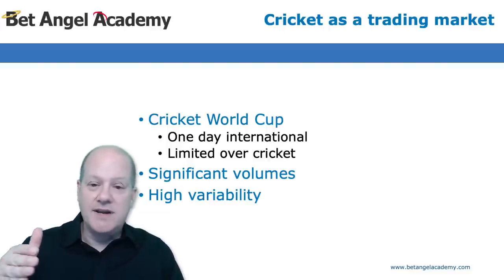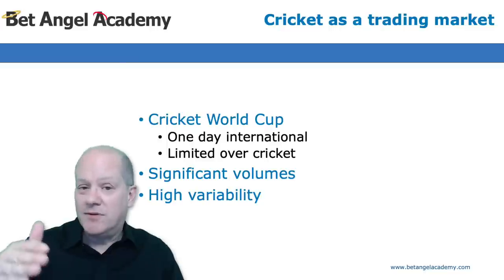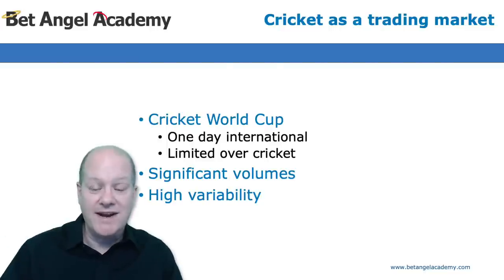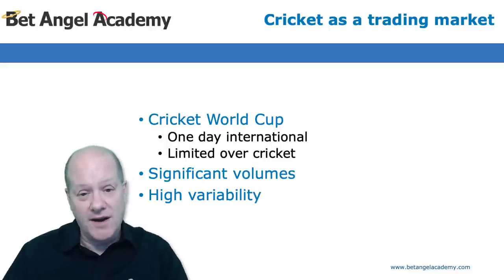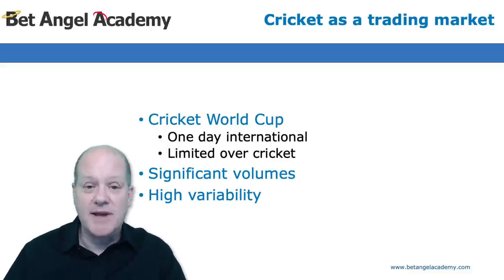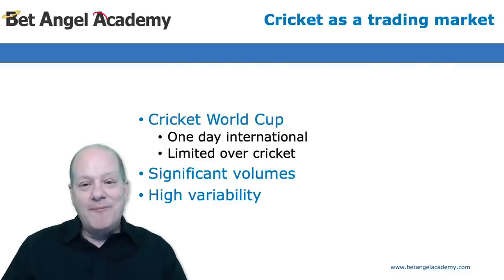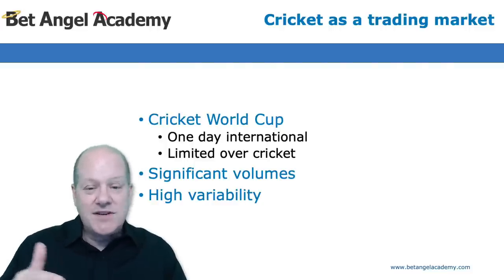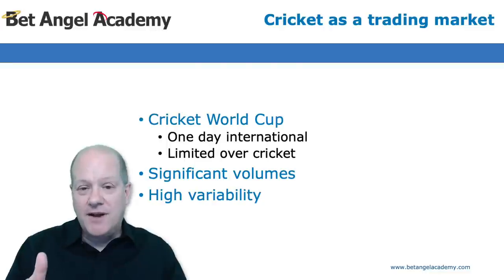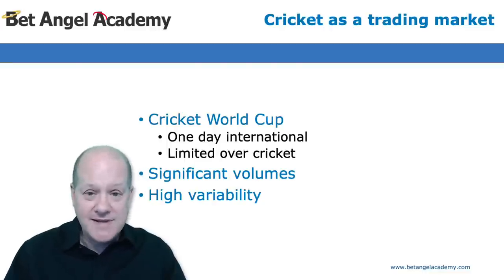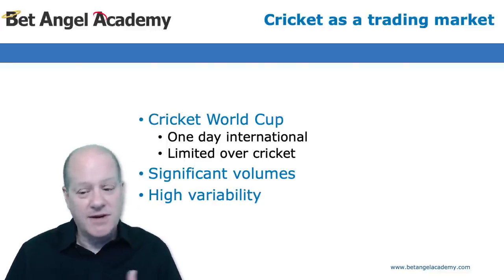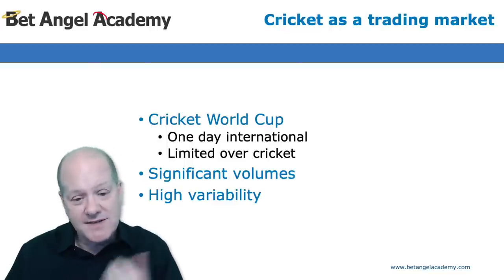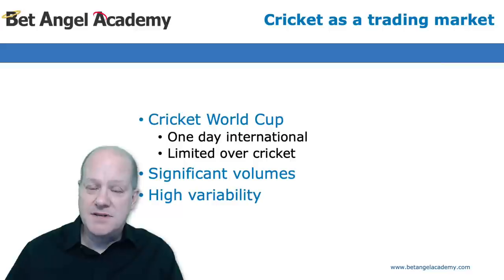And limited over cricket is where the team can only play for a limited number of overs. So the T20, as the name suggests, is limited to 20 overs. And the one-day internationals of the Cricket World Cup are limited to 50 overs. So basically you have 50 overs to score as many runs as possible and for all of your players not to get out. So obviously your innings could end either at 50 overs or if you get all of your players out. So there's an incentive to score runs, there's an incentive to get wickets, and that's what makes it exciting.